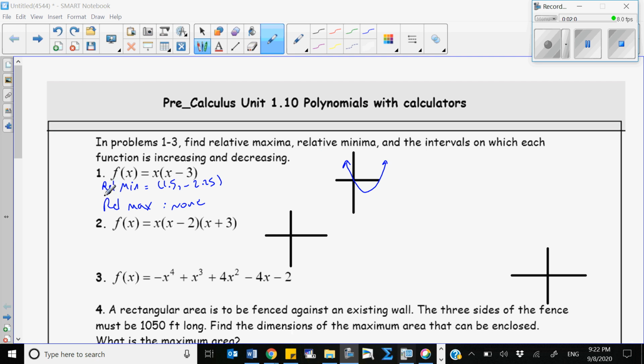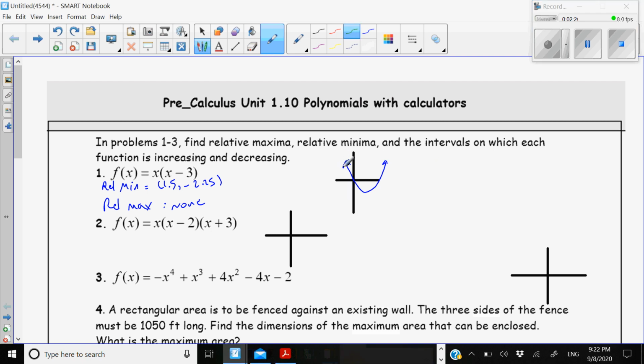So I wrote here for you, relative min is 1.5 and negative 2.25, and we didn't have any relative max. Relative min or relative max is the same as local min and local max. Okay, next we need to find the increasing and decreasing interval.